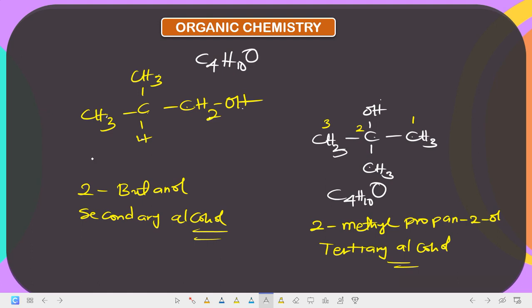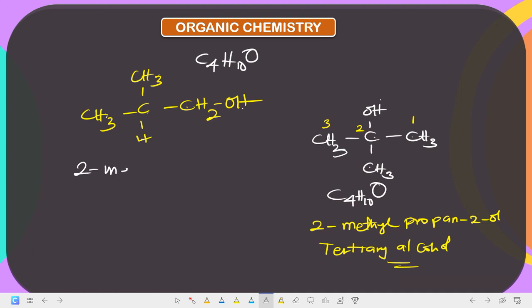Now, what will be the name of this compound? You can call this 2-methyl propanol. Because this is number 1, this is number 2, this is number 3, and the methyl group is at position number 2. So you say this is 2-methyl propanol. Now it's different from 2-methyl propan-2-ol because of the position of the OH.